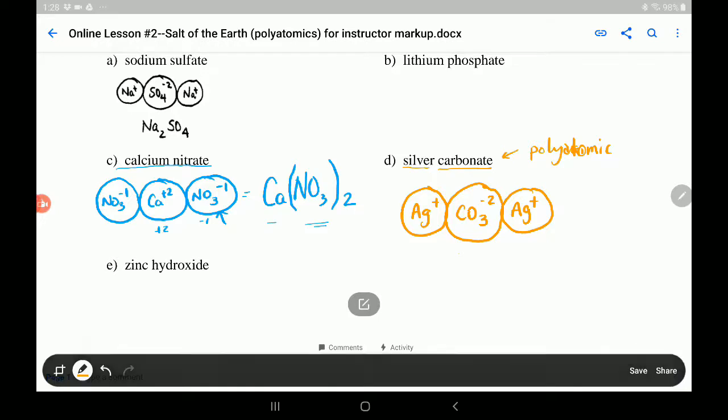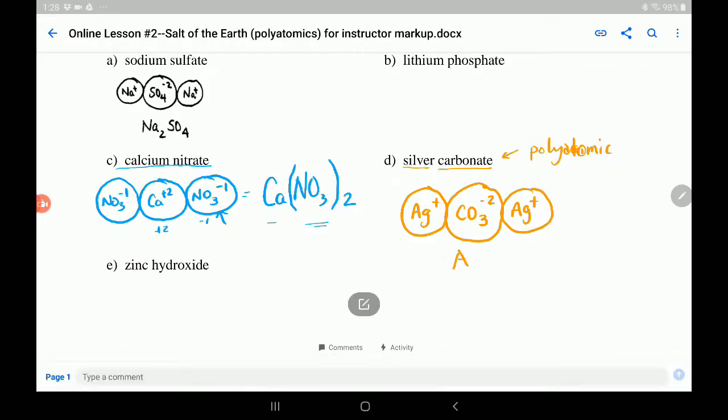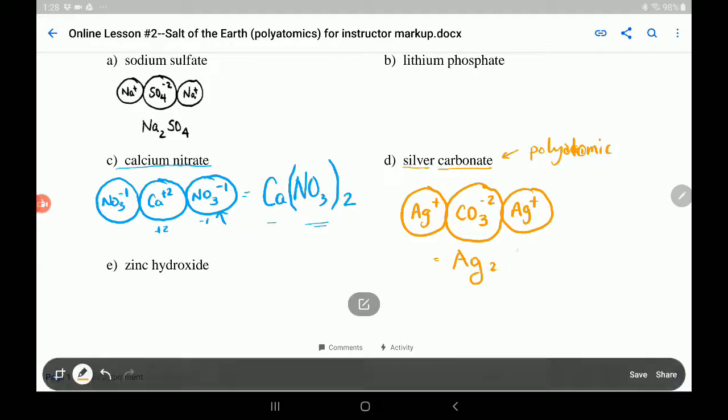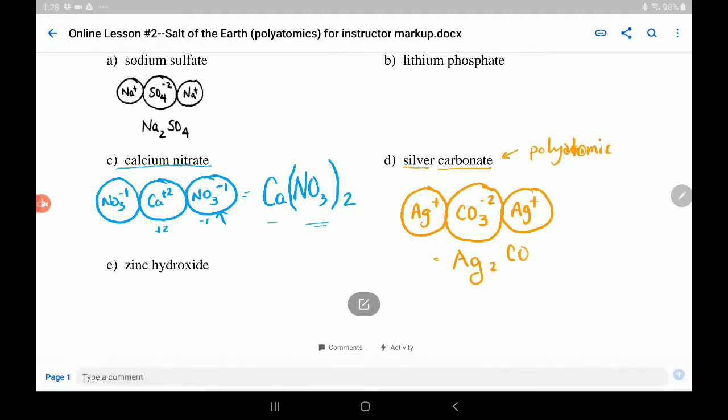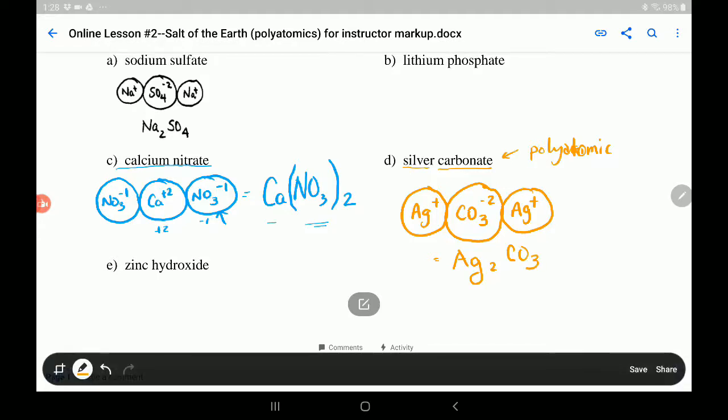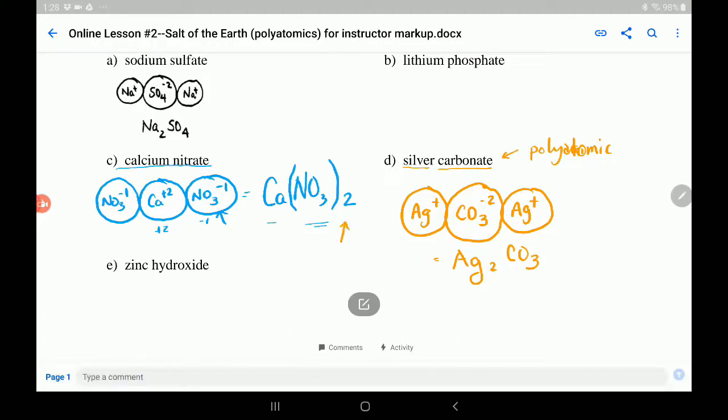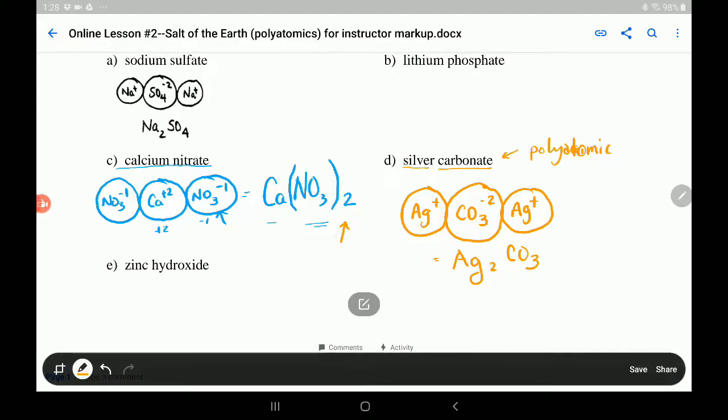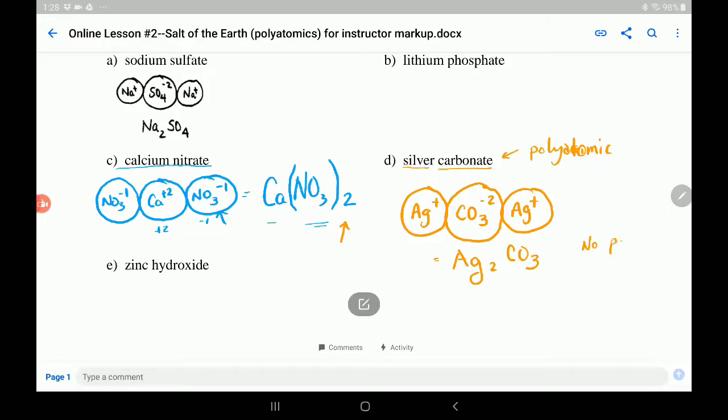So I write what I see as a formula. Ag, 2 of them, CO3 as a group. I don't need any parentheses. I only need parentheses in the previous example because there were 2 of the group. Here, there's only 1 of the group. If I don't write anything more, it's done. No parentheses required.